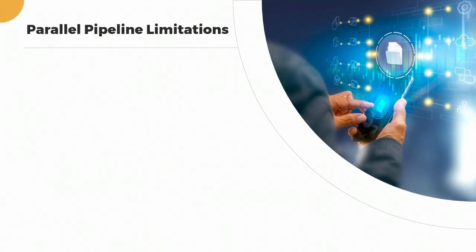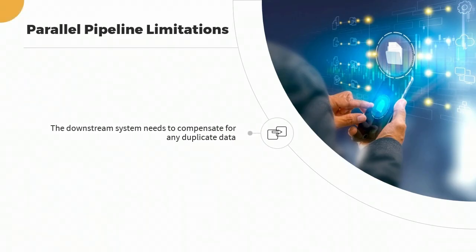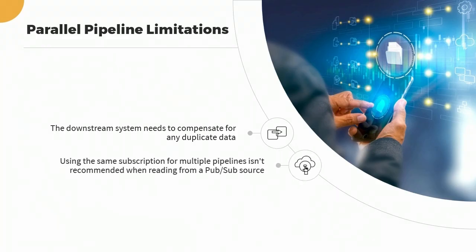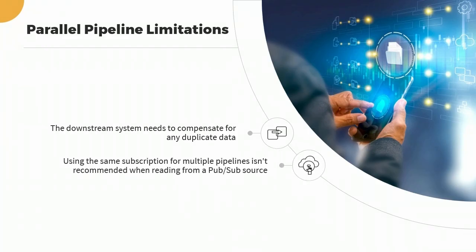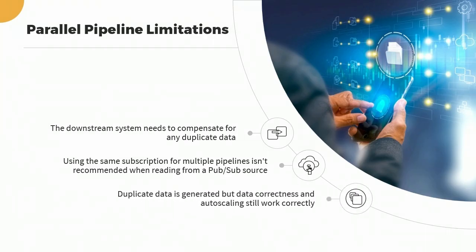The parallel pipeline limitations that I talk about here are that the downstream system needs to compensate for any duplicate data. As we know, we're going to have two pipelines working simultaneously, an updated one and an old one, and they're going to be processing the same data. So we have to make sure that the data store is going to be able to tolerate duplicate data. Using the same subscription for multiple pipelines isn't recommended when reading from a Pub/Sub source, so you want to have a different subscription for each pipeline that you're running. Another thing I'll bring up is that duplicate data is going to be generated, but data correctness and autoscaling will work correctly, even if you do have parallel pipeline limitations.